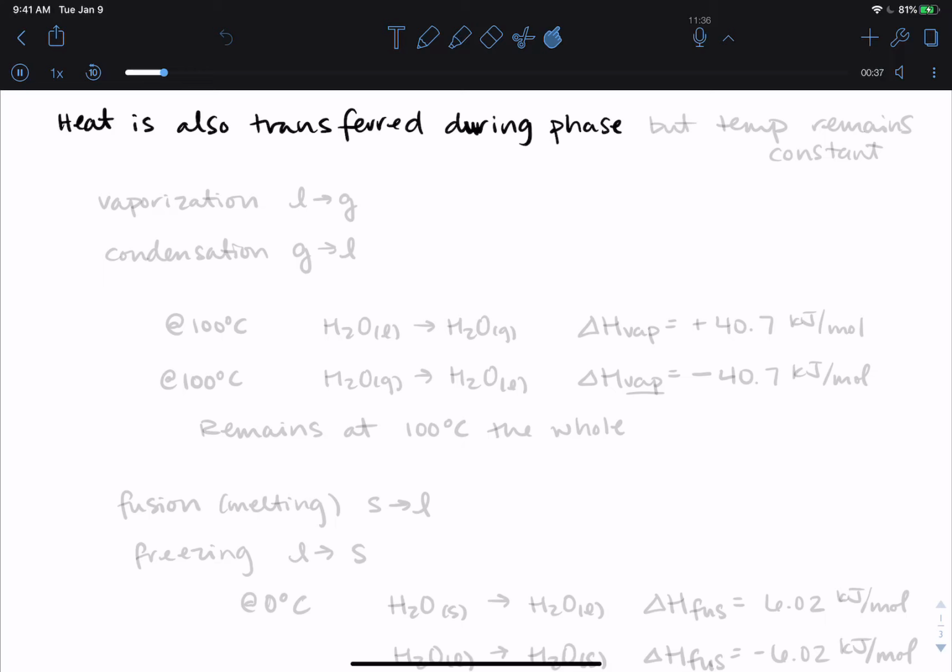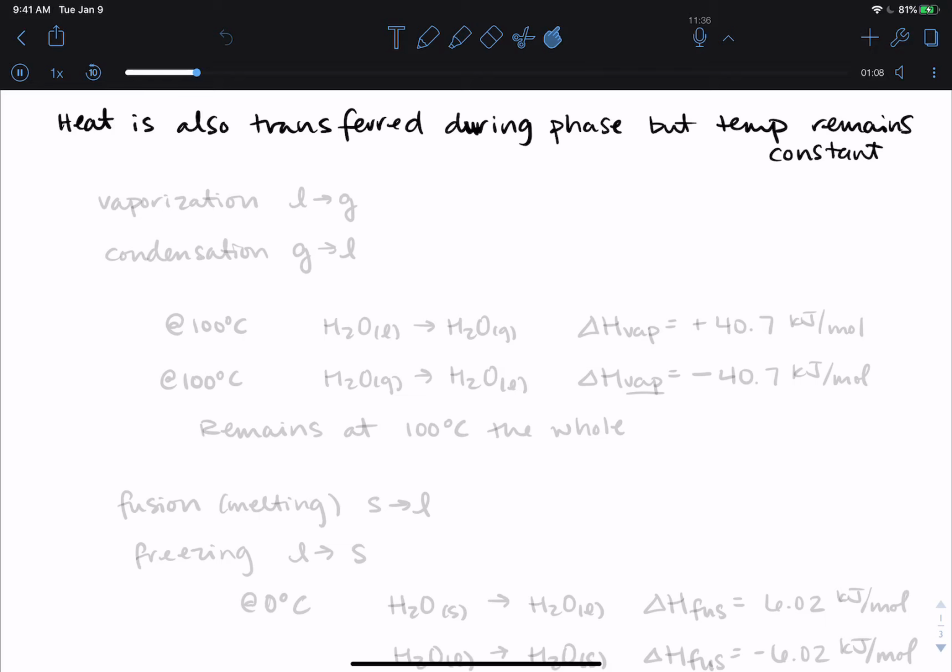But something that's really interesting that we'll also use, like I said, now and later, is that the temperature remains constant. So all of the heat that is being absorbed or given off by the substance as it changes phase goes toward that phase change, and the actual temperature stays exactly the same.